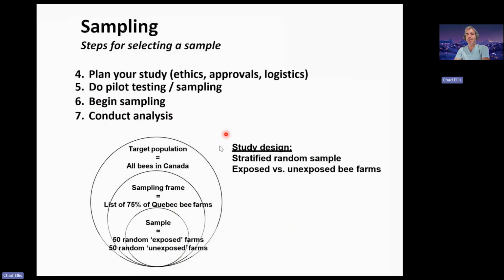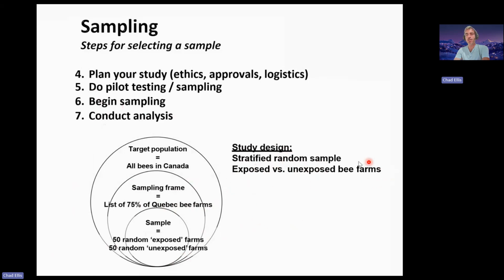So say in this case, our study design was a stratified random sample, right? So we selected maybe geographically some bee farms in the north of Quebec, some in the center, and then some in the south part. And then within each of those geographic segments, we went in and did random sampling.